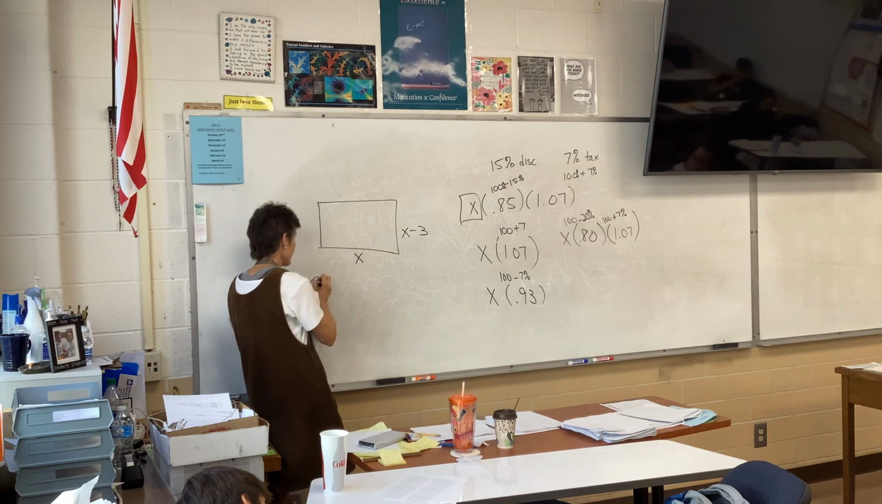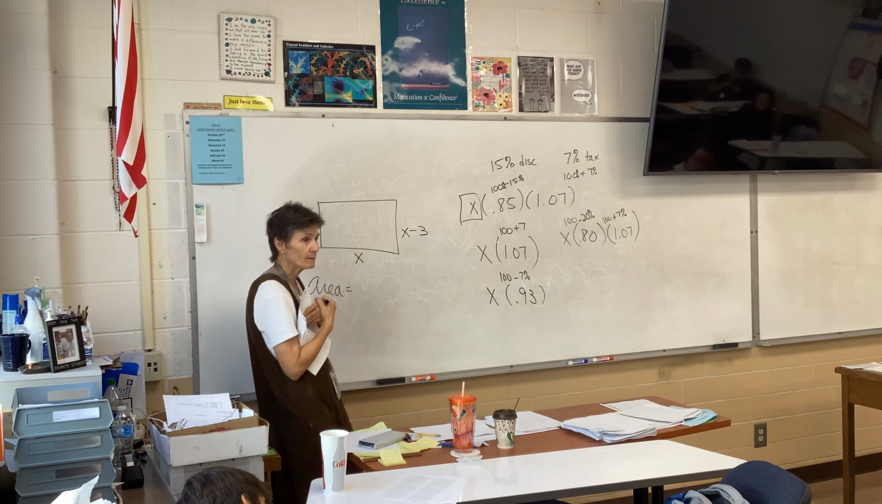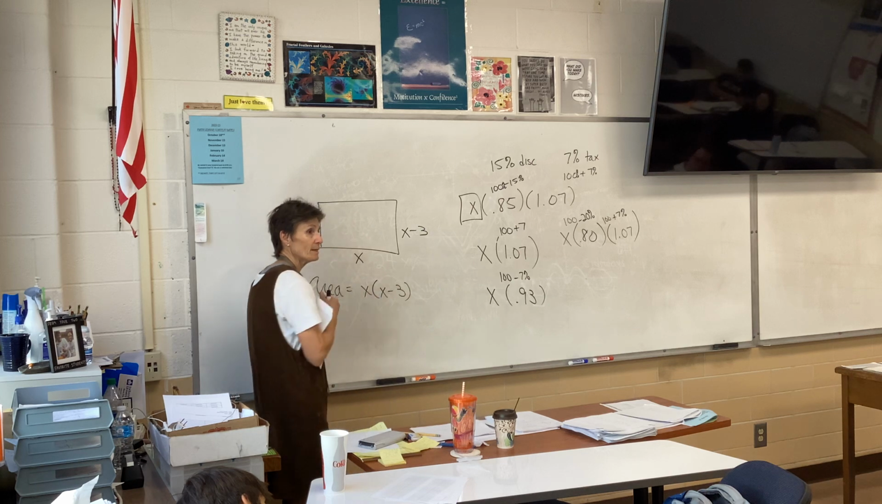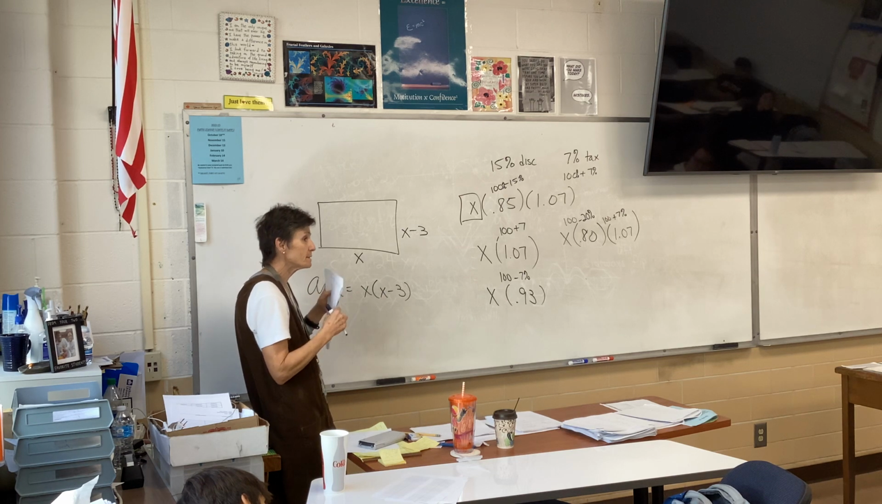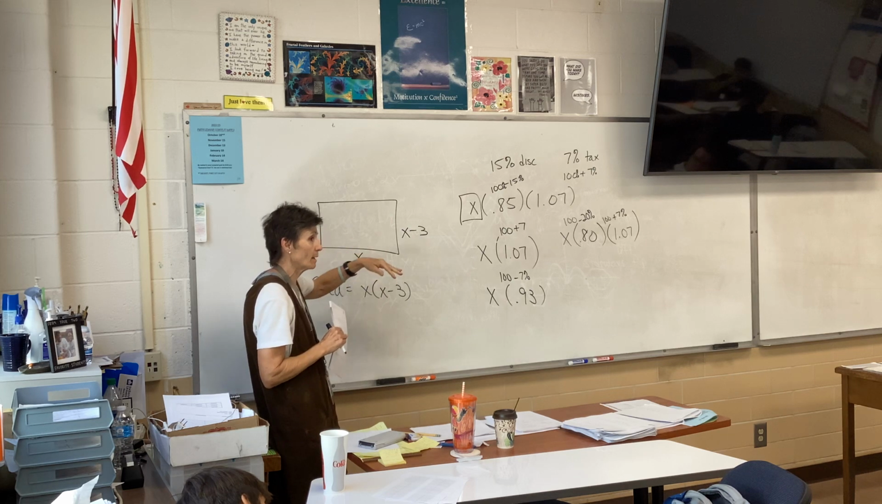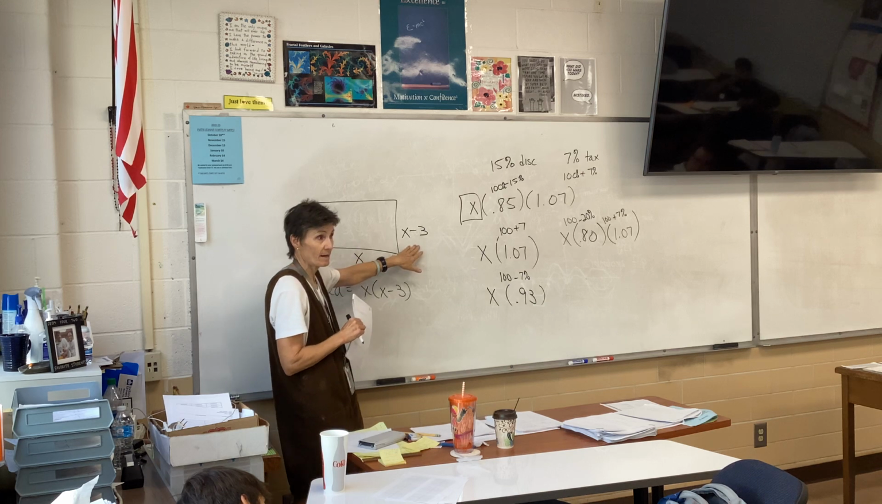And then how do I find the area? The problem says find the area of the rectangle. How do we find the area? Length times width. Wouldn't that be it right there? Call one dimension X, and then define the other one, whatever the problem said. In this case, it said 3 less than.